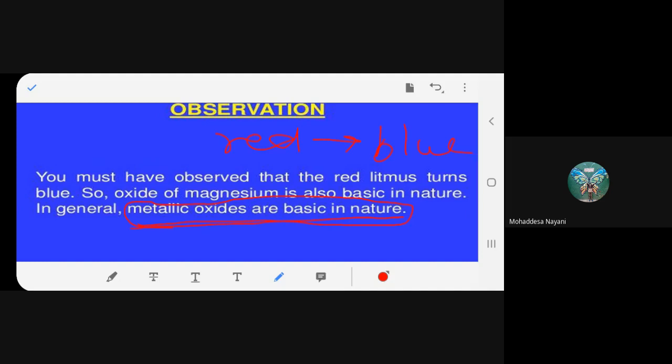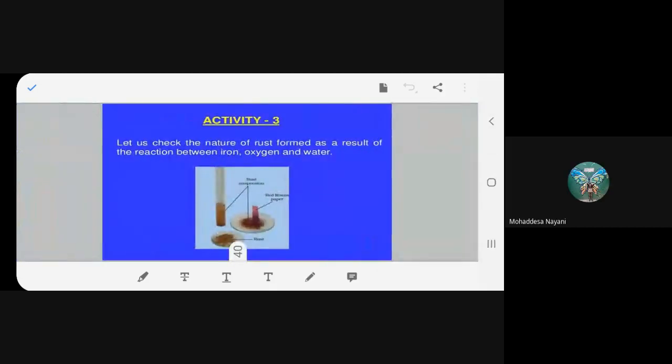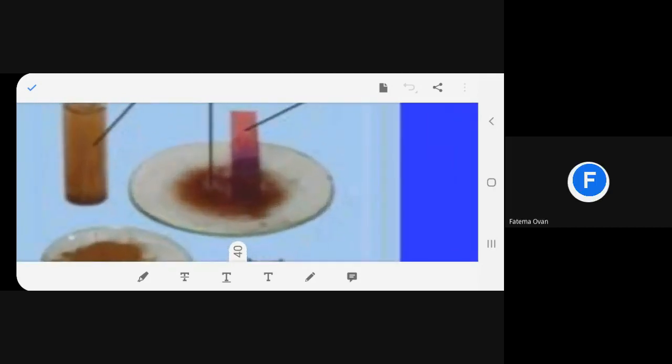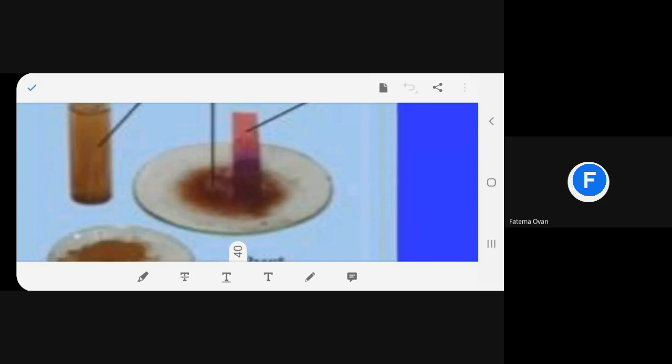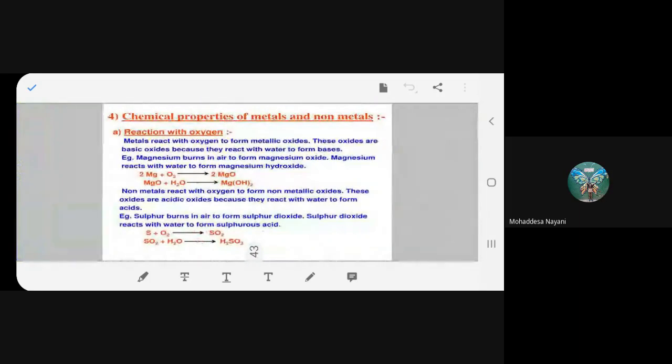Is it understandable? Ma'am, in basic form, the blue will not turn to red. No, it will remain blue. It will remain blue. Ma'am, red seemed to be red only, so I thought maybe it is the same. Okay, but actually it is turning blue.